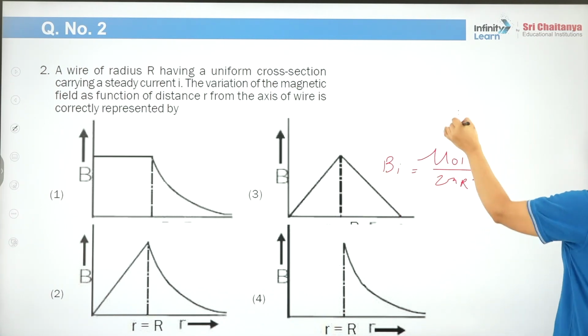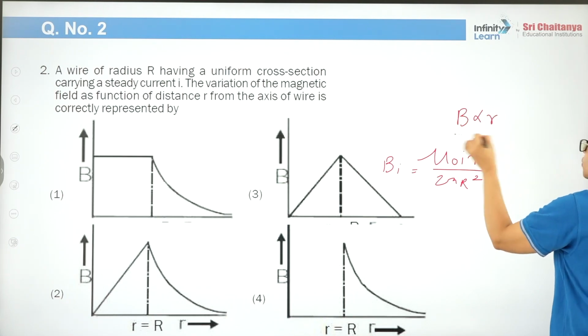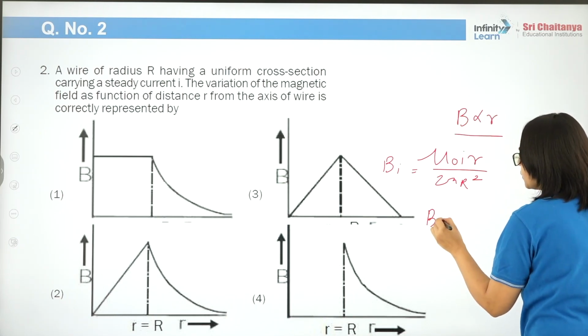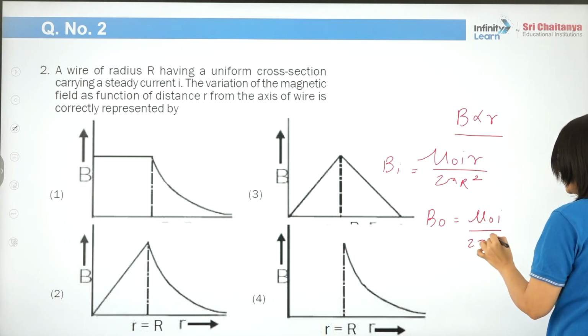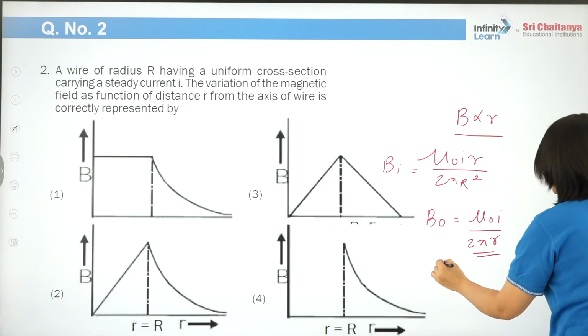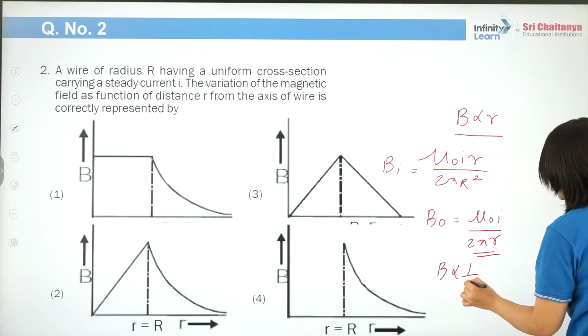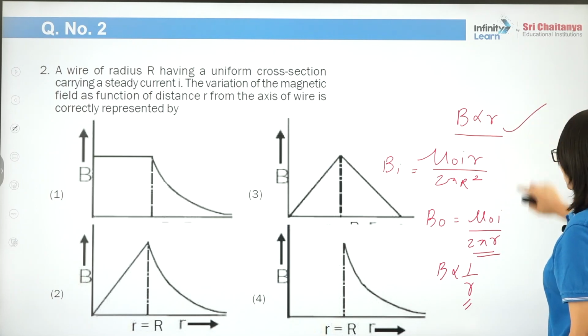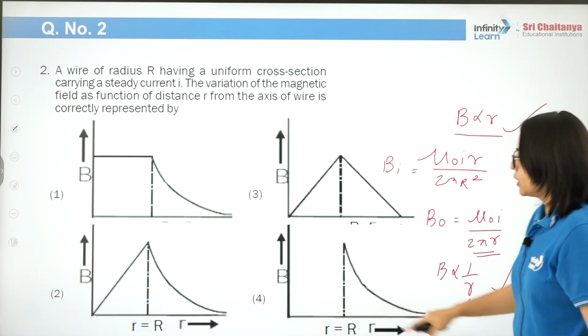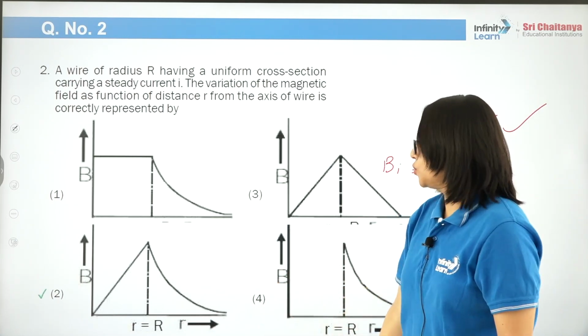So you can clearly see that it is directly proportional to r, and when the point is outside it will be mu naught I upon 2 pi small r. So when the point is outside, magnetic field is inversely proportional to r. So this will represent a straight line and this will be your hyperbola. So the correct answer is option 2.